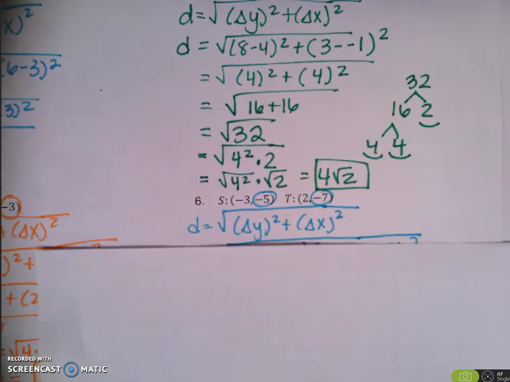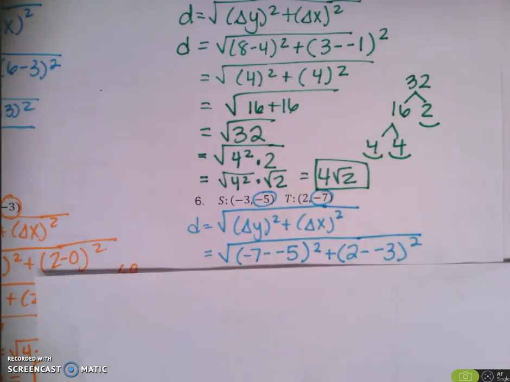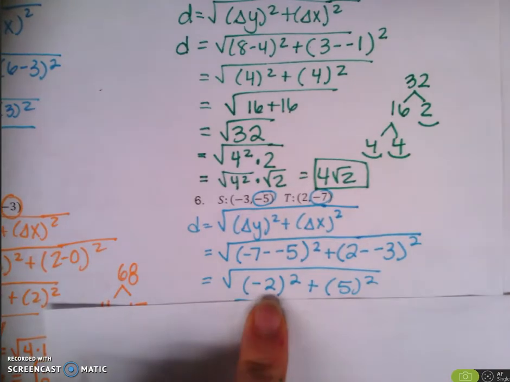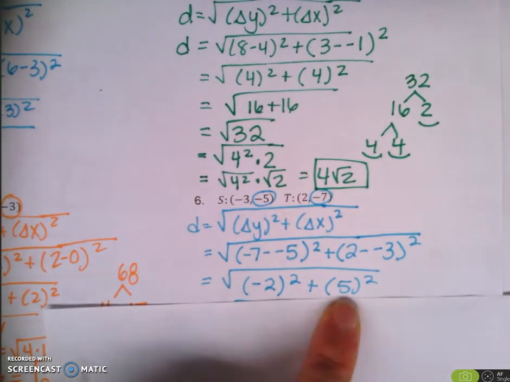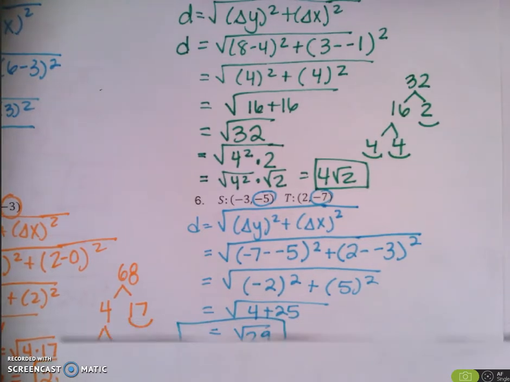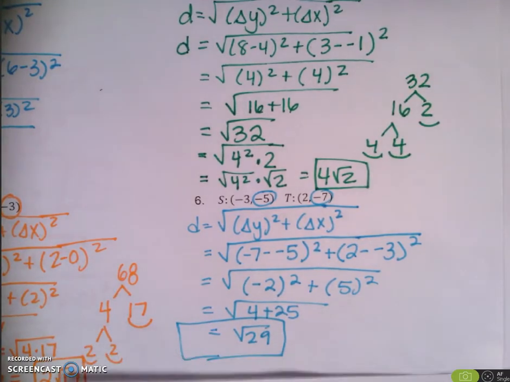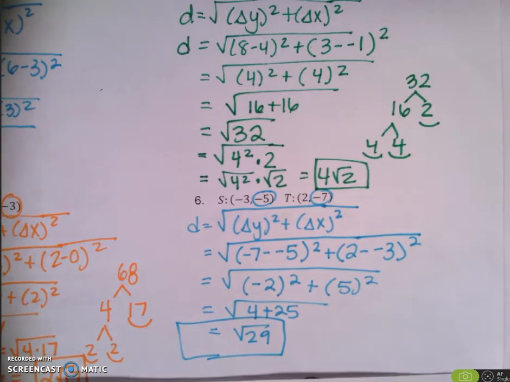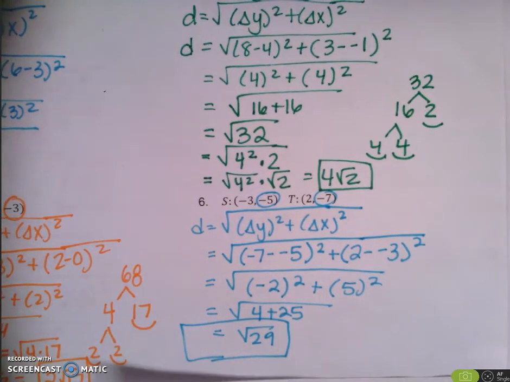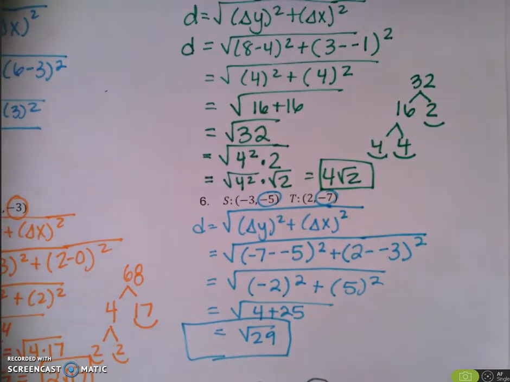So looking at number 6, when I substitute it into the equation, I end up with negative 2 squared plus 5 squared. Some people might end up with just 2 squared plus 5 squared or negative 5 squared. Either way, we end up with radical 4 plus 25, which is radical 29. This is in simplest radical form because 29 is prime. That means it doesn't have any perfect square factors other than 1. Moving down to 8.